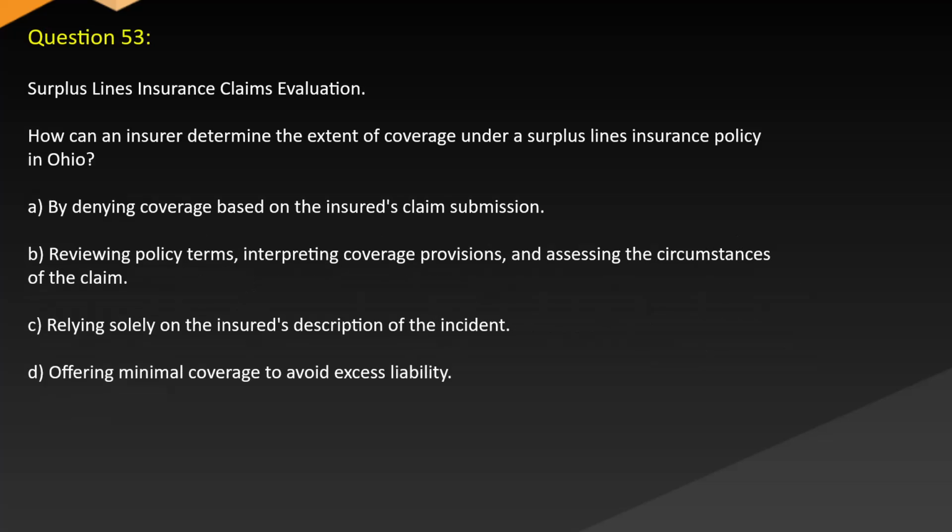3901.19. Question 53. Surplus lines insurance claims evaluation. How can an insurer determine the extent of coverage under a surplus lines insurance policy in Ohio? A. By denying coverage based on the insured's claim submission.